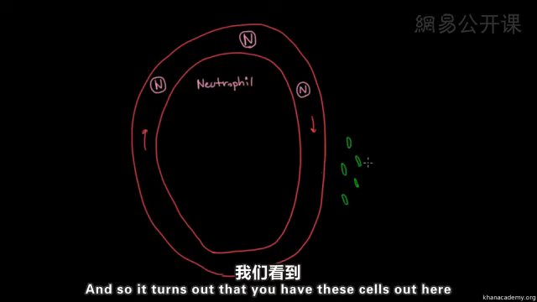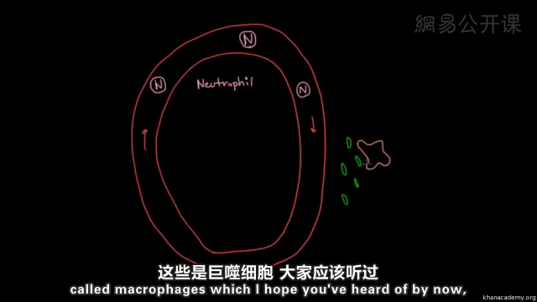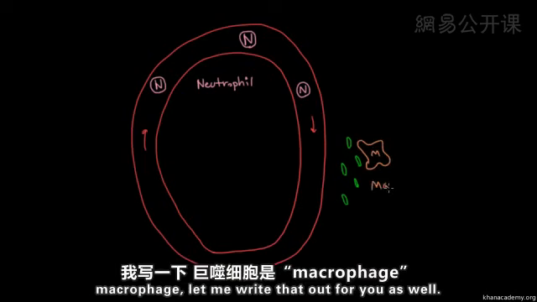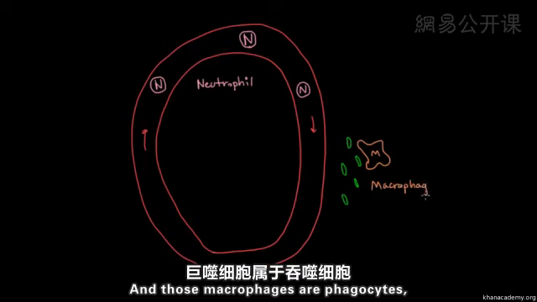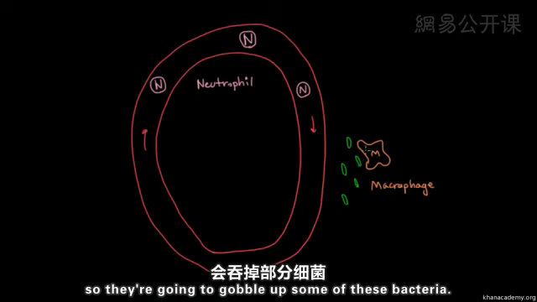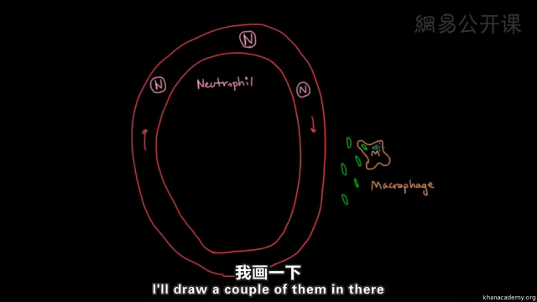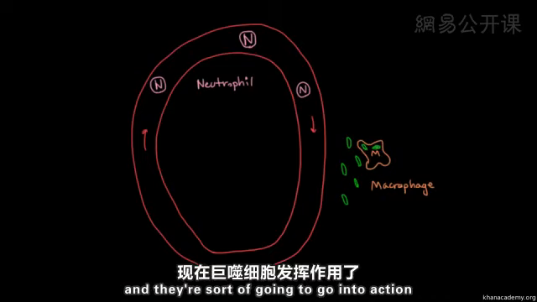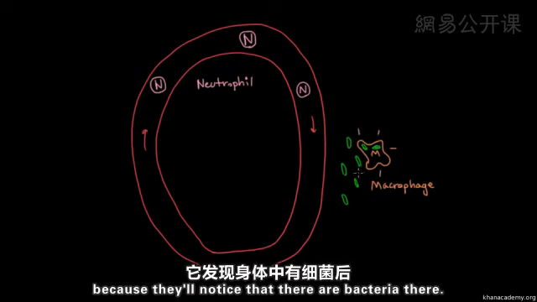And so it turns out that you have these cells out here called macrophages, which I hope you've heard of by now. Macrophage, let me write that out for you as well. And those macrophages are phagocytes. You have the word phage in their name, so you could probably guess that. They're phagocytes, so they're going to gobble up some of these bacteria. We'll draw a couple of them in there. And they're sort of going to go into action because they'll notice that there are bacteria there.